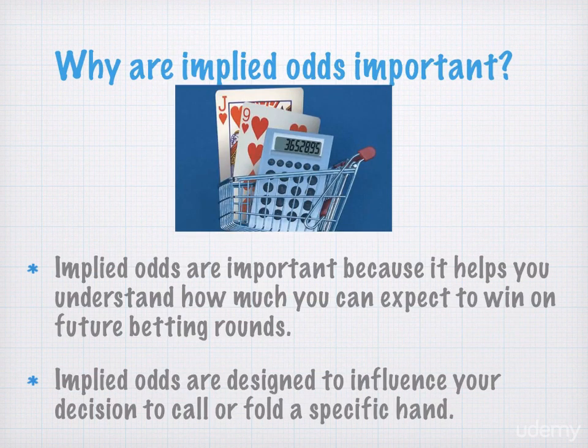Why are implied odds important? Well, these implied odds are extremely important because they help you understand how much you can expect to win on the future betting rounds. Implied odds are designed to influence your decision to call or fold a specific hand. We talked about how pot odds can determine the value and let you know if it's a good idea to call and pursue future betting rounds, and implied odds are the same way because they also influence your decision to call or fold a specific hand. So you want to combine these two things when chasing after draws to maximize your profit and to understand when it's a good chase to make and when it's not.